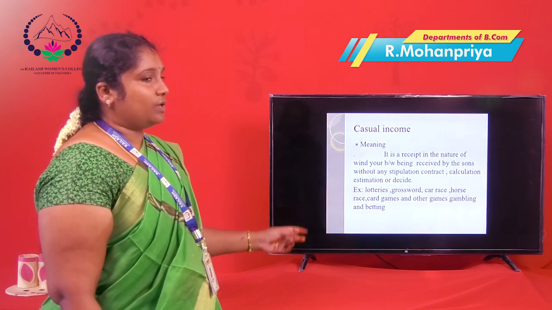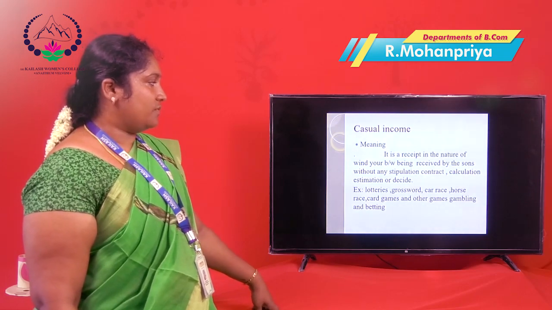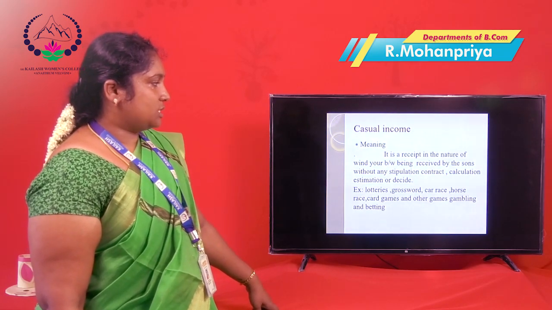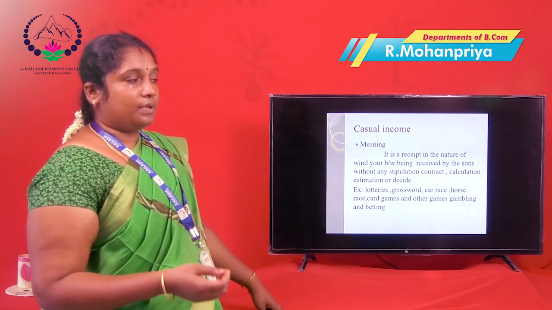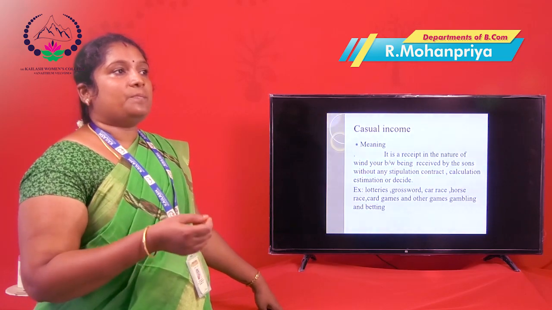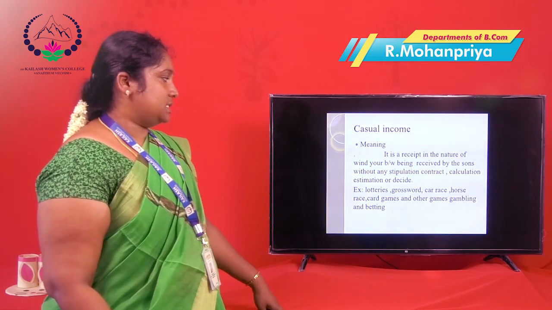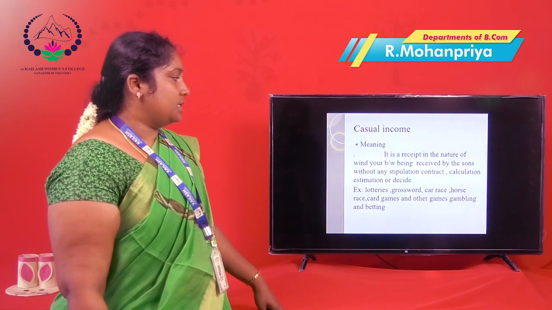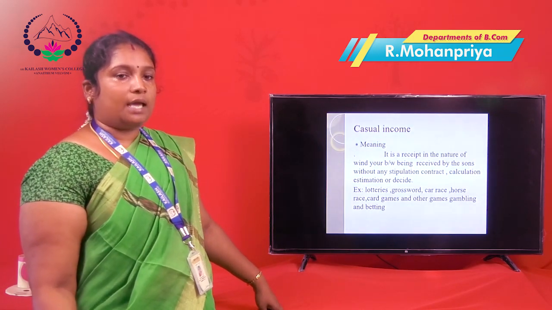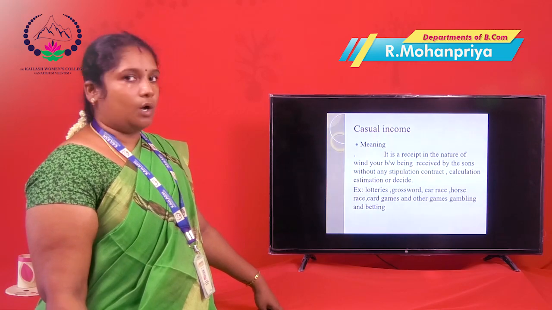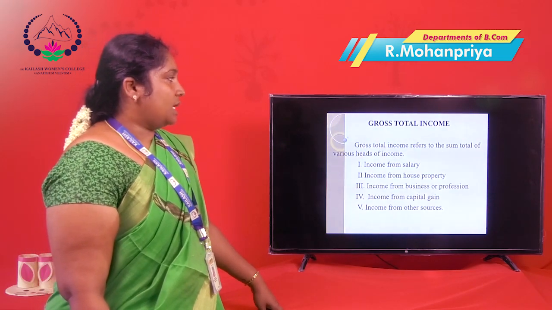Next, casual income. It is received naturally, without stipulation or contract, and cannot be calculated, estimated or decided. For example, this income may or may not be received. Examples: lottery, crossword puzzles, car race, horse race, card games, gambling, betting, etc.